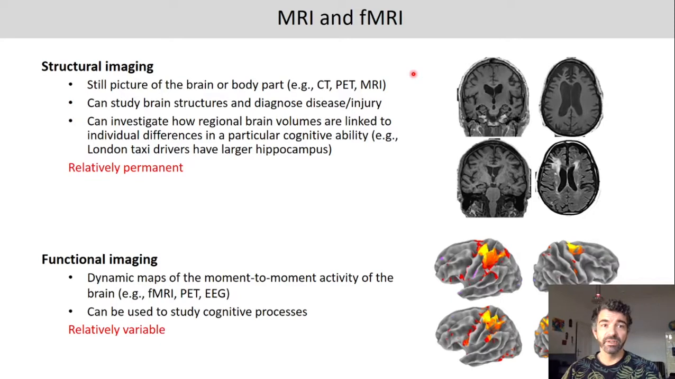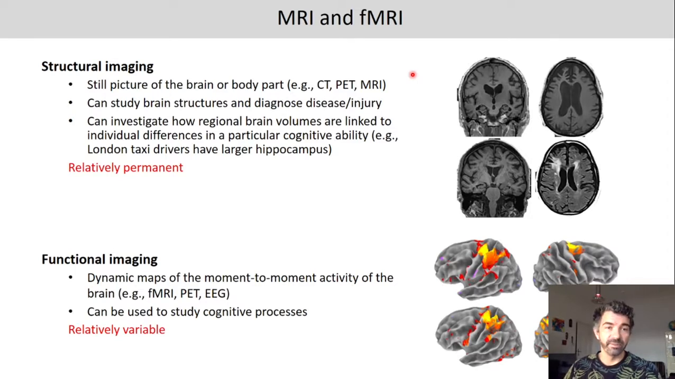We can use structural imaging, so making a still picture of the brain or body part using CT, PET, MRI, and this can be used to study the brain structures themselves, but also diagnose diseases and injuries. Even though this is structural imaging, we can also measure changes across time, but on a relatively large scale. For example, when people become taxi drivers in London, their hippocampus enlarges. So this is something we can measure, but of course we cannot measure very dynamic fluctuations such as cognitive processes.